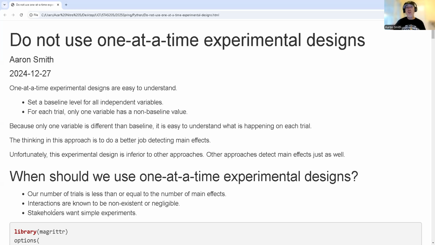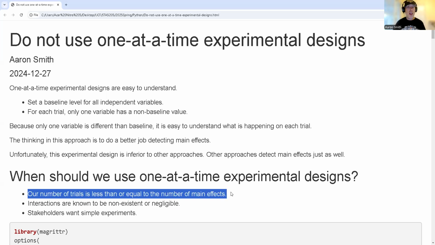All right, so when should we use one at a time experimental designs? First and foremost, if I am desperately short on data, I only have a few trials I can execute because of time, money, budget, whatever, and the number of trials I have is less than or equal to the number of main effects. Well, you know what? This might be a good choice for me to try and just pick up something out of the data. Partial factorial designs would probably give me a more complete situation, but this is a good way to go if I'm woefully short on trials and data.